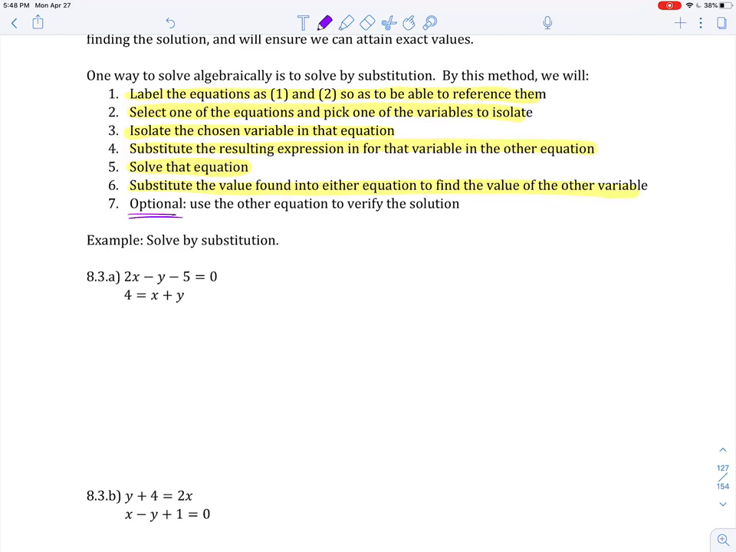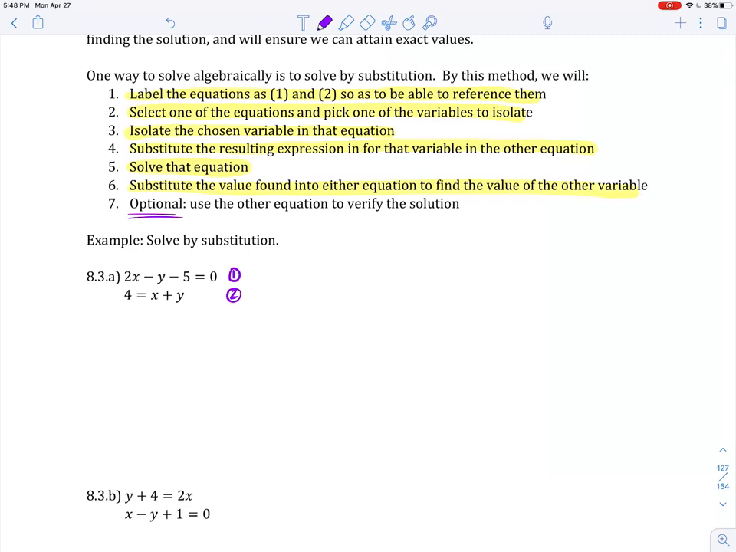So, we are going to do that together, step by step, making sure that we feel comfortable with all of it. Step 1, let's label these. Equation 1. Equation 2. Step 1 complete!